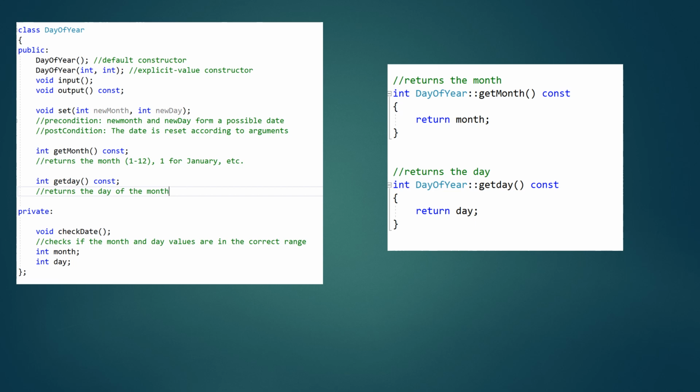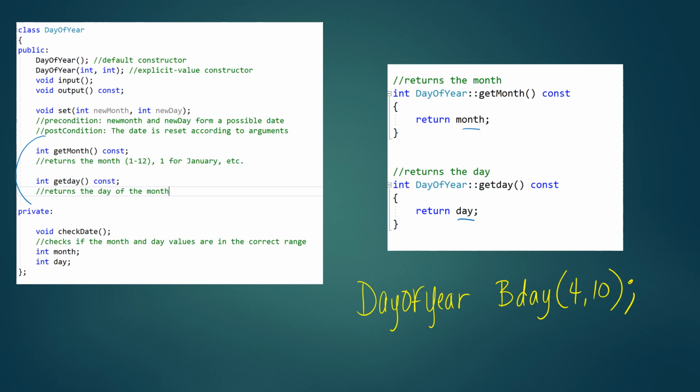So our new class has these new features. These are our two accessor functions. Our two accessor functions are going to provide access to the month and the day. Once you declare day of year bday and pass it a 4 and a 10, then month is going to have the value 4, and day is going to have the value 10 because I called my explicit value constructor.